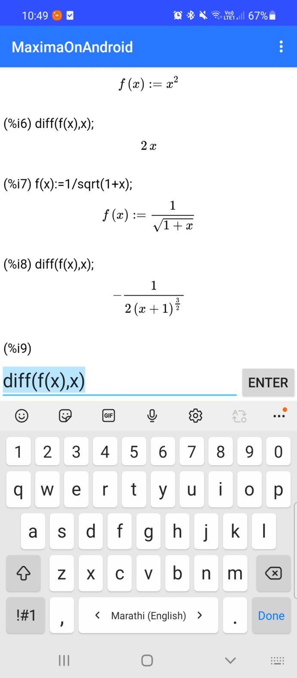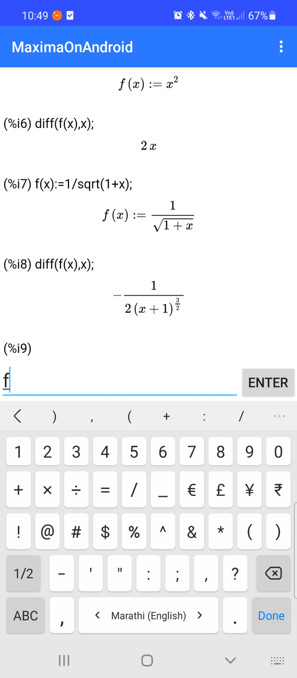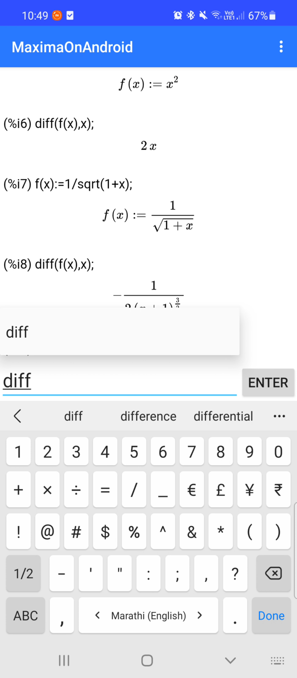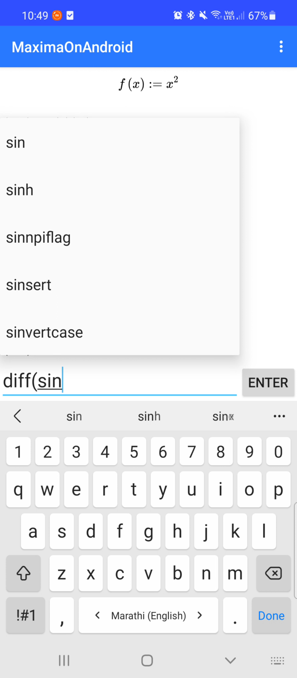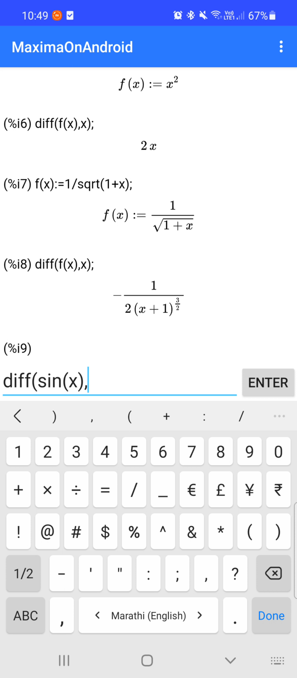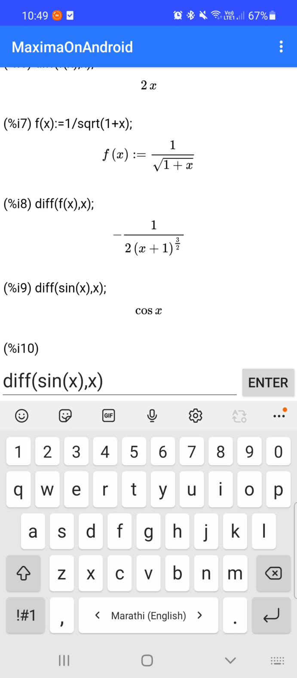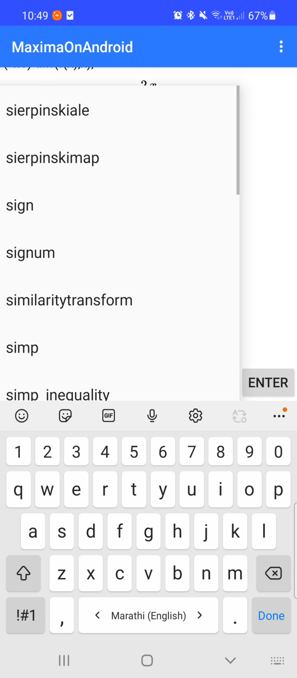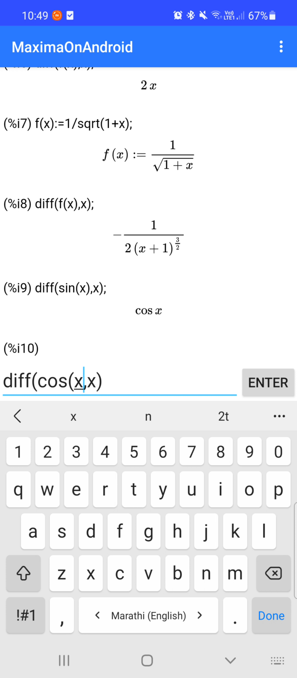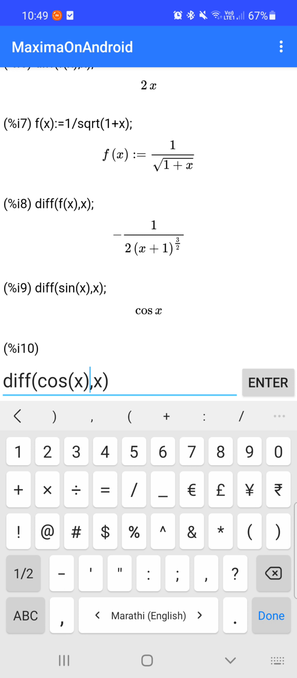Now next, suppose here f of x is equal to sin x. You can also find the derivative of a trigonometric function as well. So diff sin x in the variable x, so it is equal to, the derivative of sin x is what? Cos x. Again, if you enter here cos x, then it is equal to, again, minus sin x.